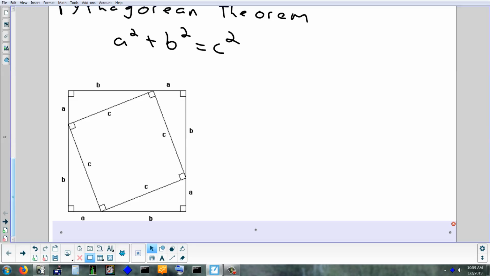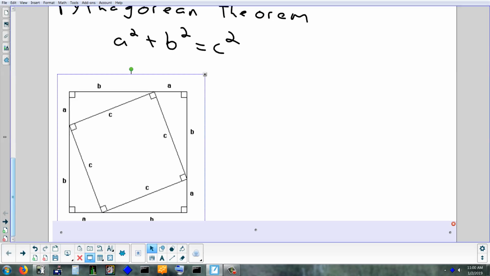All right. Now, before we do it, look at what I've labeled. I have basically 4 triangles within that big square. And if you lay them out the way I did, it makes a smaller square that's kind of tilted a little bit. a and b are the 2 legs, and they're the legs in each of the 4 triangles. And c is the hypotenuse in each of the 4 triangles.